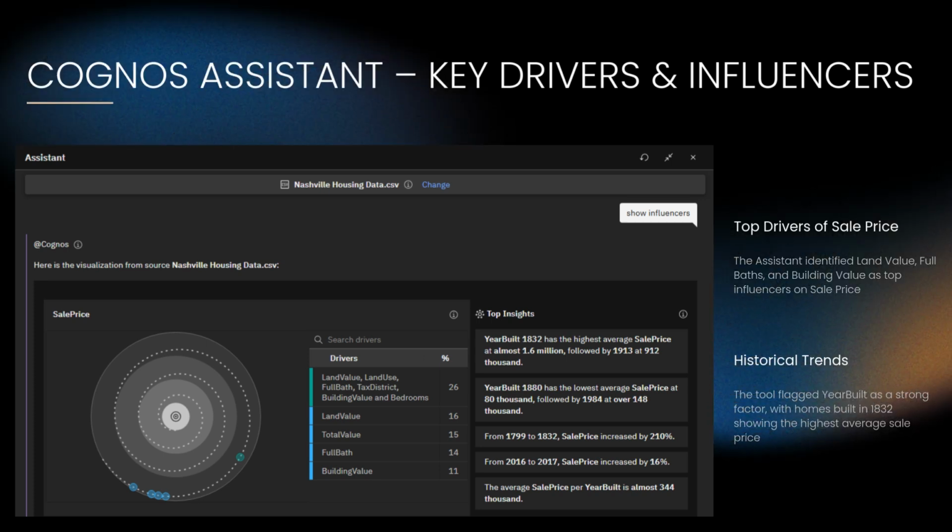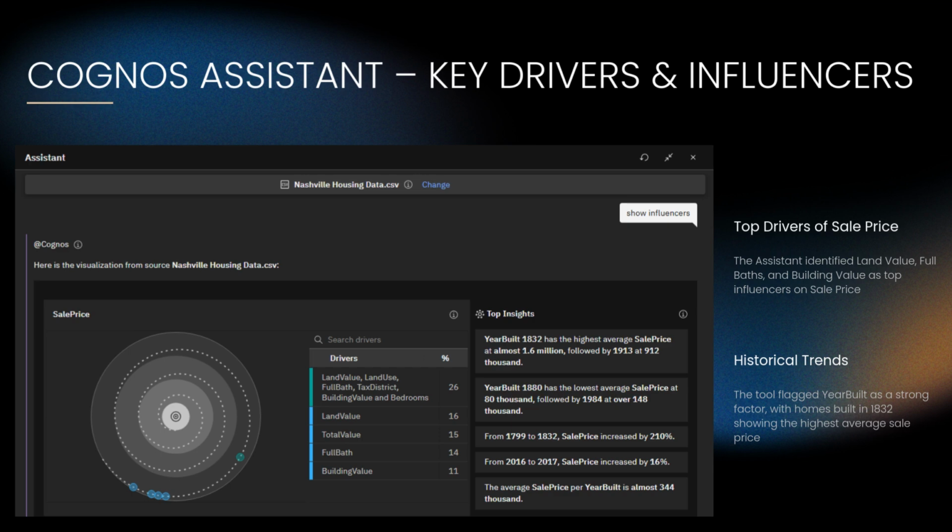I used the Cognos Assistant tool to explore key drivers of sales price using natural language. I asked questions like, what influences sales price? And what are the top insights? I did run into one issue when using the assistant. When I asked about relationships between fields, it initially said it couldn't find any. But once I clicked on show influencers, the result came through just fine. So the tool has a little bit of a learning curve.